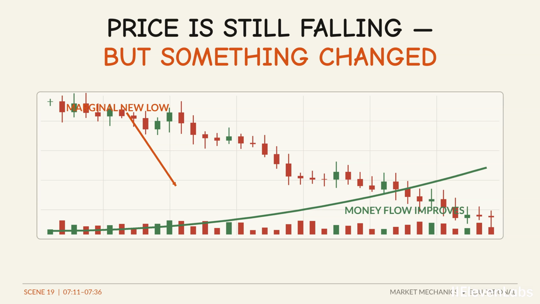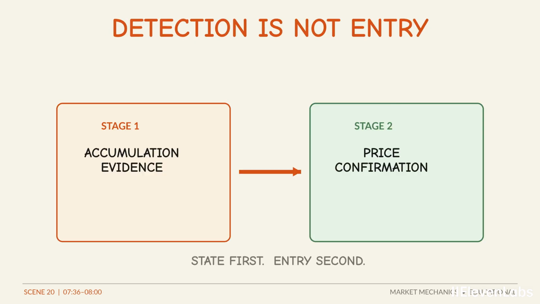But detecting possible accumulation and entering a trade should not be the same event. Evidence can build while price continues falling. So we separate state detection from trade confirmation. First, the market earns an accumulation score. Then price must demonstrate that buyers are actually beginning to gain control. Detection tells us where to pay attention. Confirmation tells us when conditions changed.